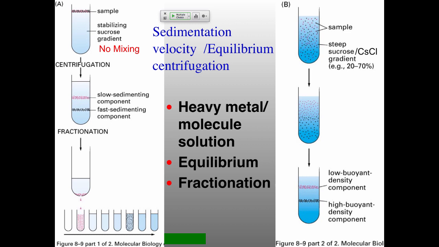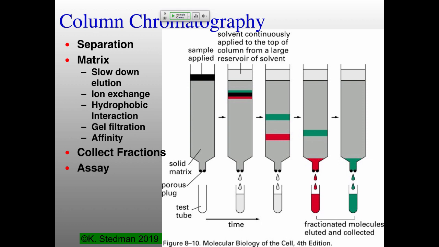And we happen to know our viruses have a density of 1.34 grams per milliliter. So find something with 1.34 grams per milliliter, that's where our viruses should be, relative to all the other components, which usually have different densities. So separation based on size, separation based on density.